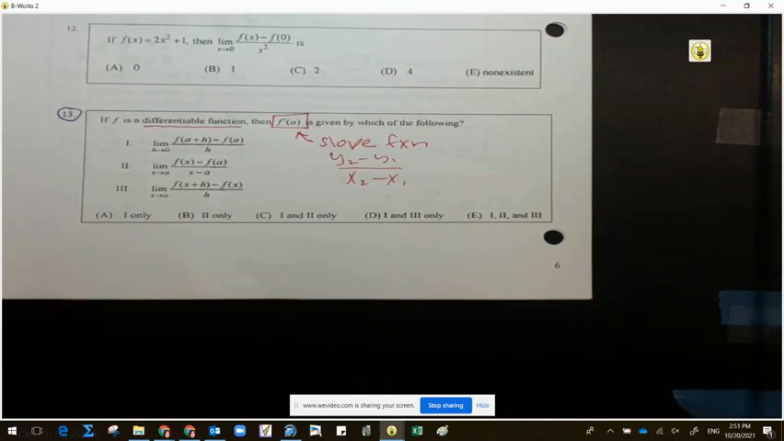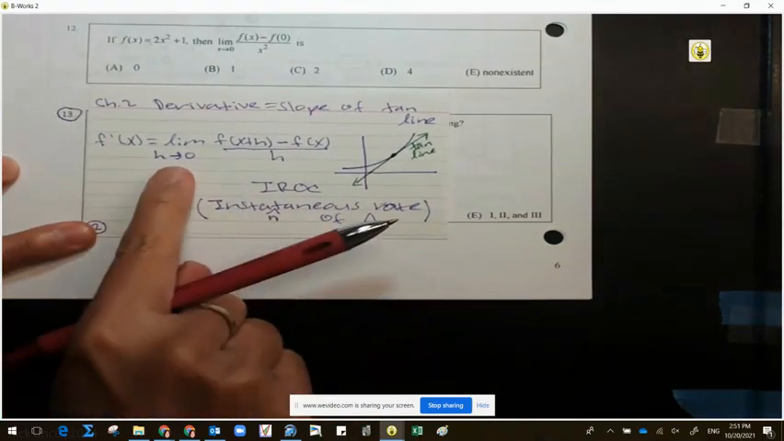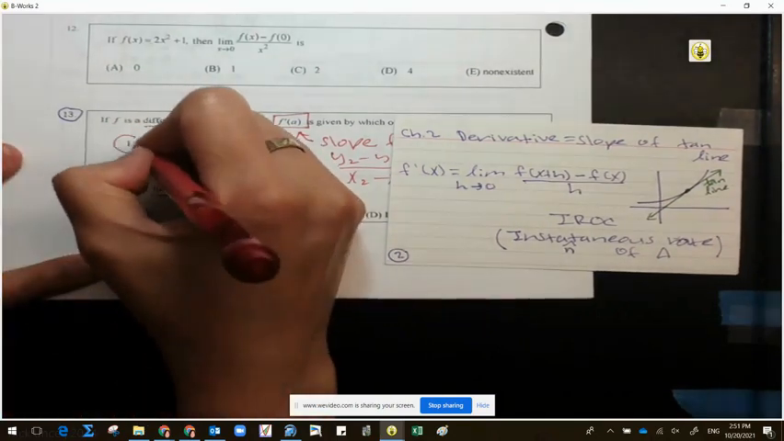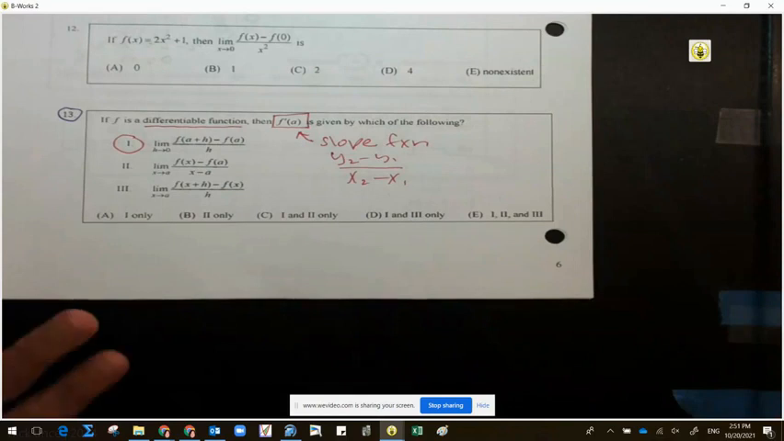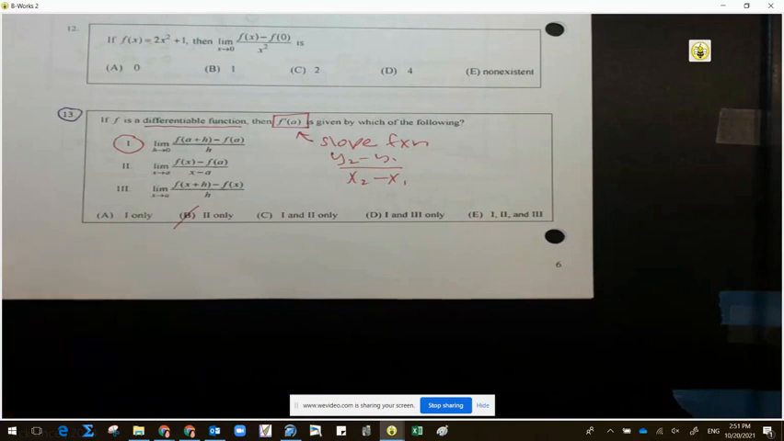And I'll tell you 2 of them is going to work out and 1 of them will not work out. And the one that has to work out is our derivative definition. Which one is approaching 0? 1, 2, or 3? 1. So we know for sure the answer has to include 1. So by elimination, it can't be B. And they all include 1, right? So that's not very helpful.